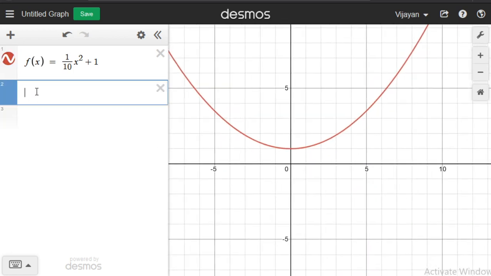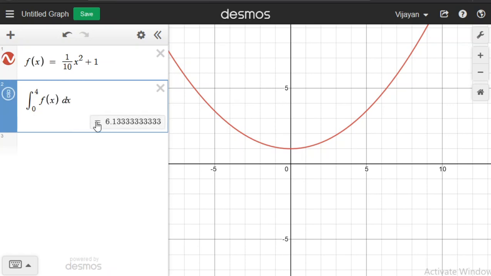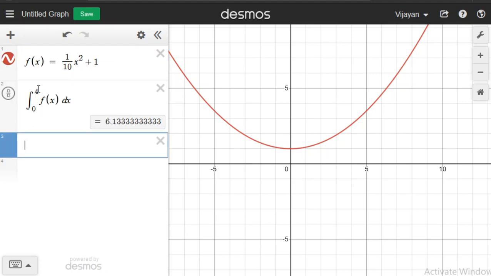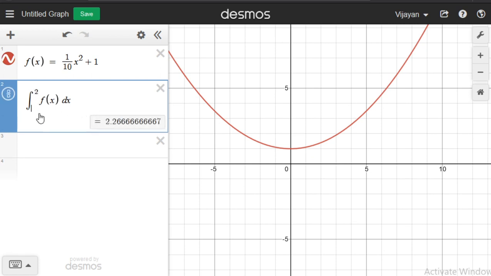Suppose I want to do the integration, so I will write the integral. The lower bound of the integration is 0 and the upper bound is 4, and I integrate f of x dx. You see the answer automatically appears over here. Similarly, if I change the bound to 2, the answer will also change. Instead of 0, I can make it 1.